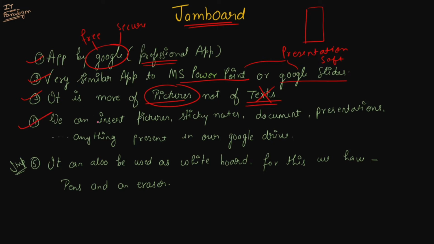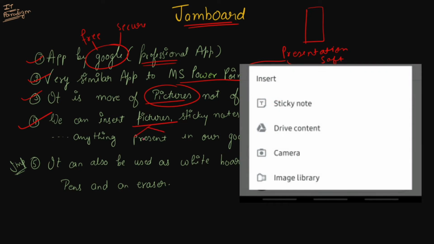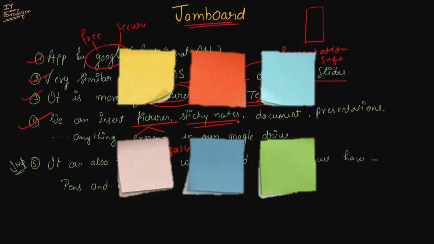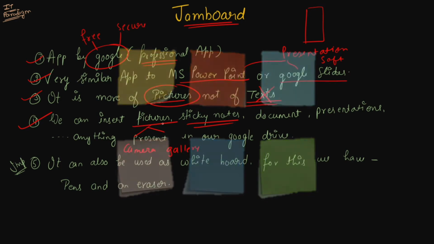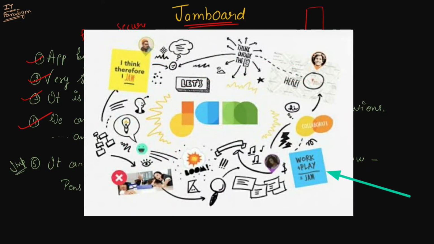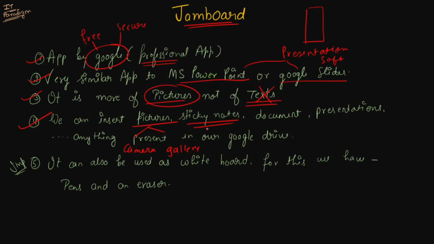Number four, we can insert pictures. Pictures can be inserted directly by camera and from the gallery. Gallery means we can select it from our device. Next, we can insert sticky notes. What are sticky notes? They are like a colorful slip of paper on which we can write something, the text, and can place it anywhere on Jamboard or paste it anywhere in the Jamboard.